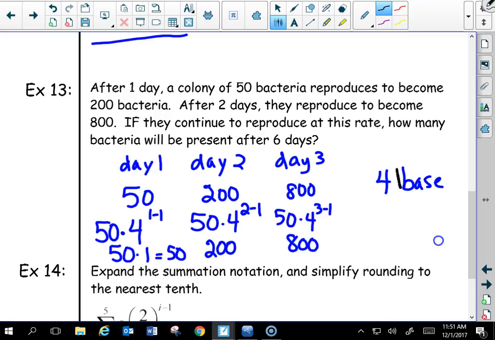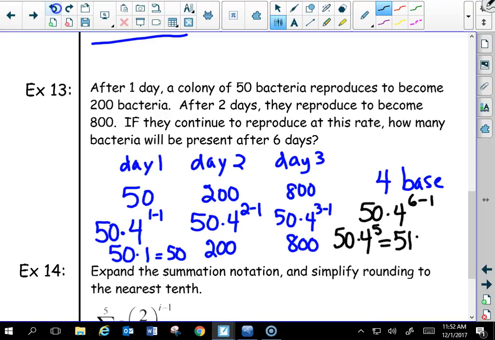All right, so we have a base of 4, and all we've got to do is use that idea to answer the question, which is how many bacteria will be present after 6 days? Well, 50 times 4 to the 6 minus 1 is 50 times 4 to the 5th. 4 to the 5th is a really large number, but when I multiply that by 50, I'll get 51,200 bacteria. That's all they want to know, the final answer.